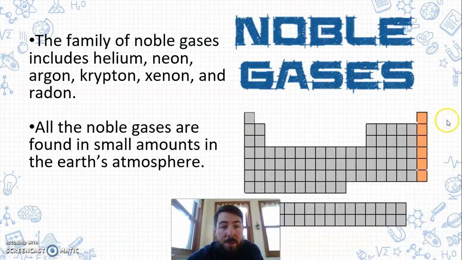Some of the elements here are helium, neon, argon, krypton, xenon, radon. Another thing to know is that this is group 18, and it has 8 valence electrons. The only exception to that is helium. Helium only has 2, but it only needs 2 electrons to have a full outer shell. We're going to look at that more when we start making Bohr diagrams, but it's a good thing to know right now.